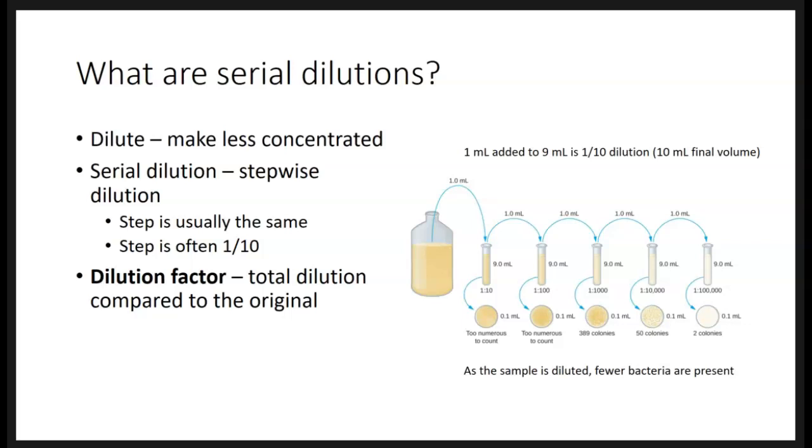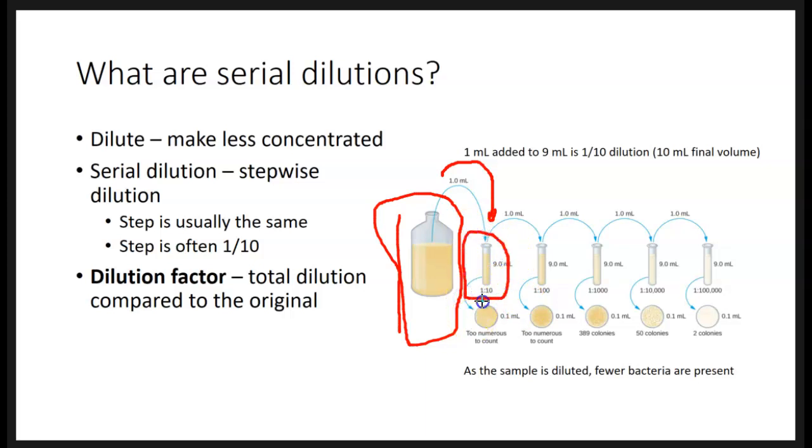A dilution factor is the total dilution of a sample compared to the original. We have an example here on the right of a bacteria culture, a culture with a whole bunch of bacteria in it, that is being serial diluted in order to spread it on a plate. There are billions of bacteria in this sample. If we take 1 milliliter out of that very concentrated, turbid, cloudy sample and put it in 9 milliliters of sterile broth, we'll get a slightly less cloudy solution. If we spread that on a plate, we'll get a whole bunch of bacterial colonies growing on that plate.